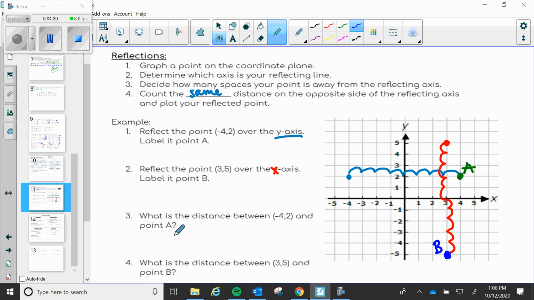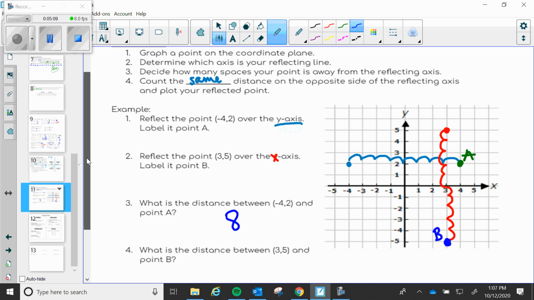Question 3 in our example is asking, what is the distance between negative 4, 2 and point A? To calculate distance, remember it's always going to be positive. So all you have to do is count the bunny hops, count the spaces between the 2 points. And we've kind of already done that, so I'm just going to trace over them. 1, 2, 3, 4, 5, 6, 7, 8. So it takes me 8 spaces to get from -4, 2 to point A.